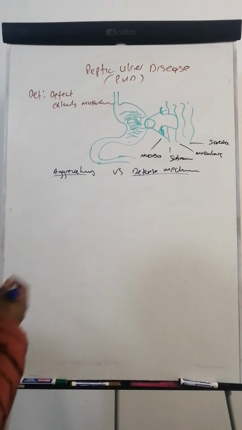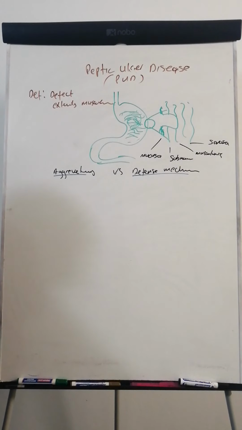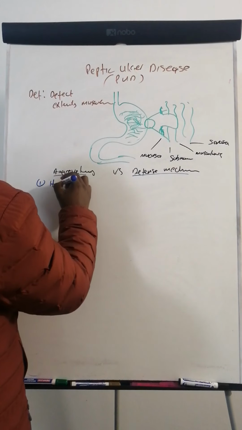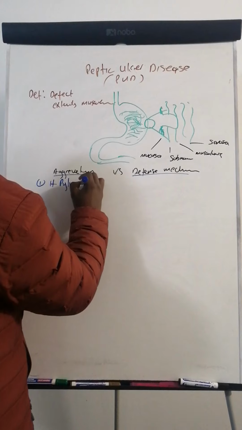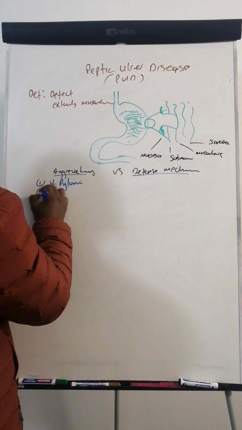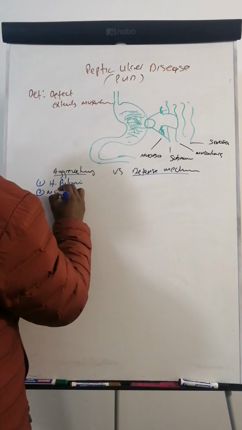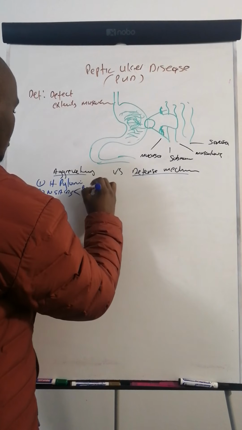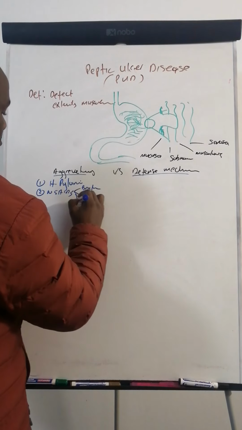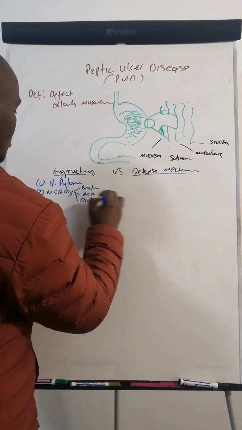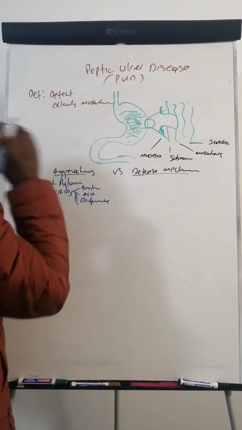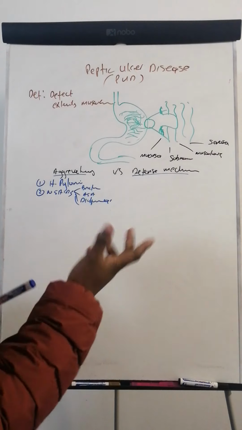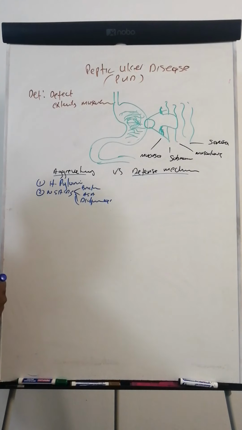So the factors that aggravate or cause ulcers: the number one culprit is H. pylori infection. H. pylori is a gram-negative bacteria. Number two, NSAIDs, things like brufen, aspirin, diclofenac. There are so many, guys. The most common are these three. There are so many others. Mefenamic acid is one of them.